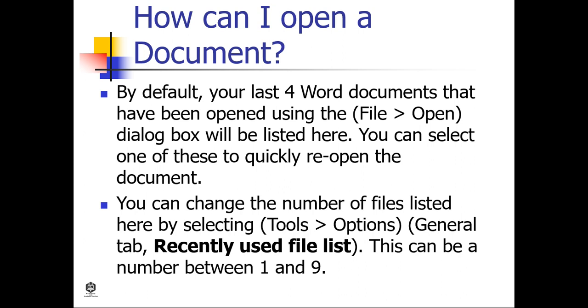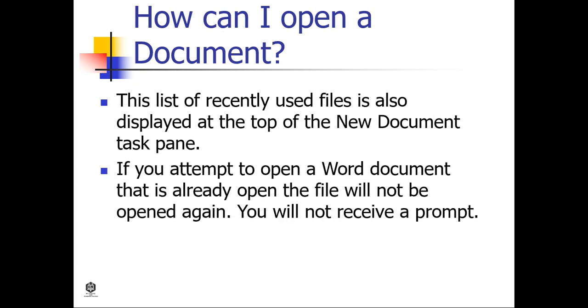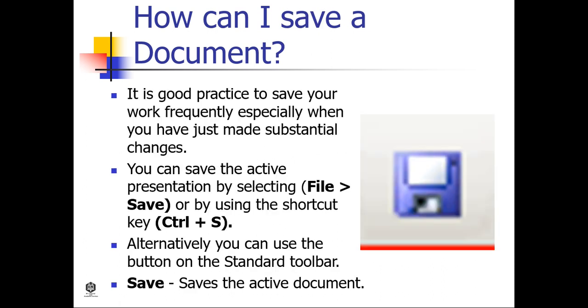You can change the number of files listed here by selecting Tools, then Options, or General tab, then Recently Used File List. This can be a number between 1 and 9. The list of recently used files is also displayed at the top of the New Document task pane. If you attempt to open a Word document that is already open, the file will not be opened again. You will not receive a prompt.